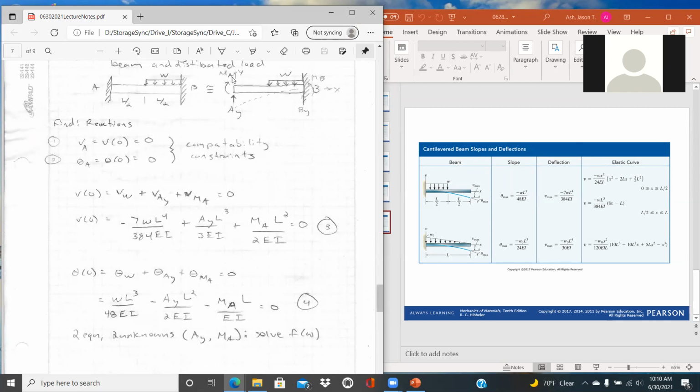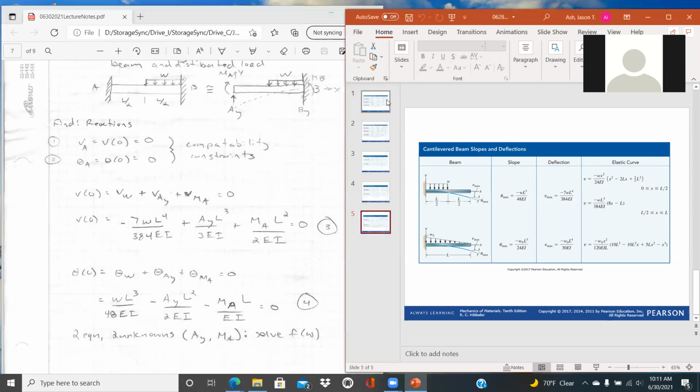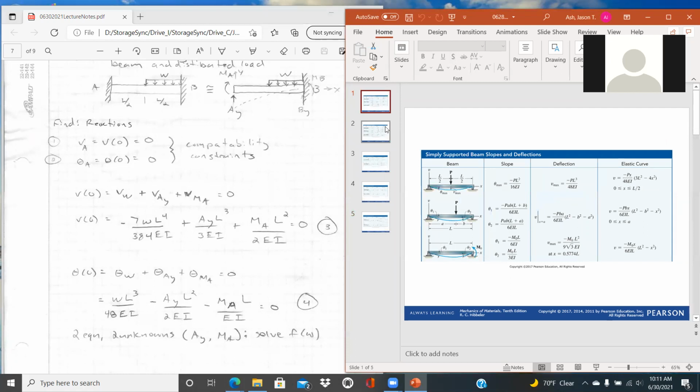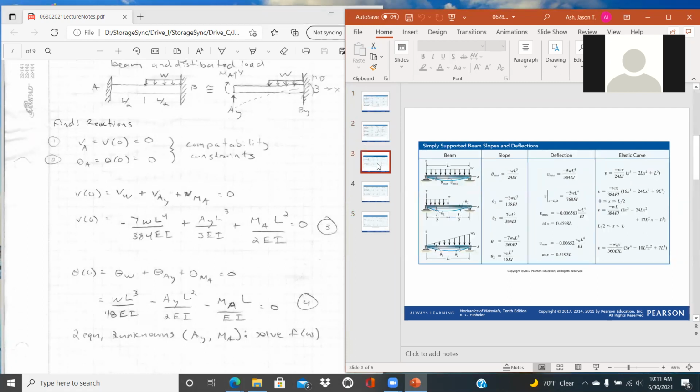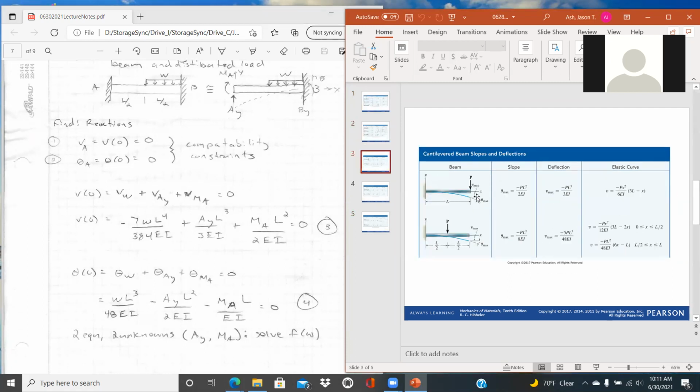And then AY, that's going to cause that to push up and then come back down. So that's going to be a negative, as well as the MA. Both of those will be negative values. I will go back here to the third one, because I don't remember the maximum slope.